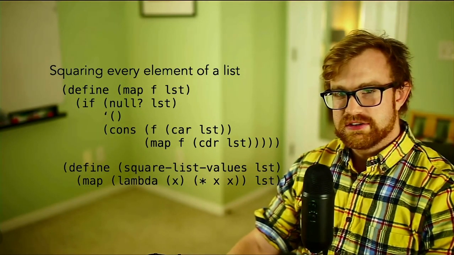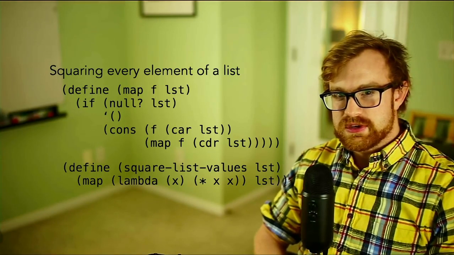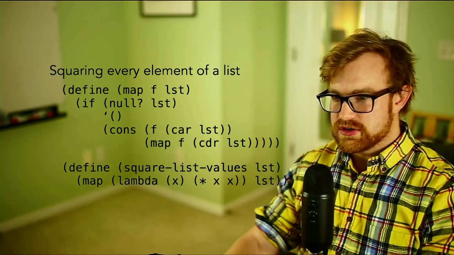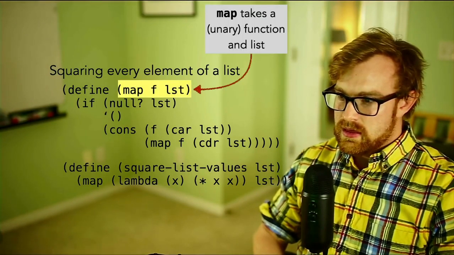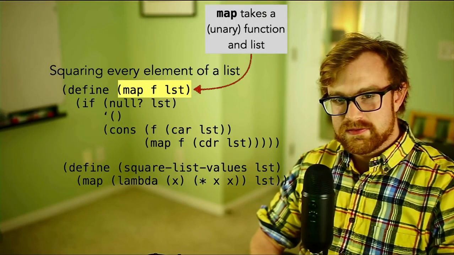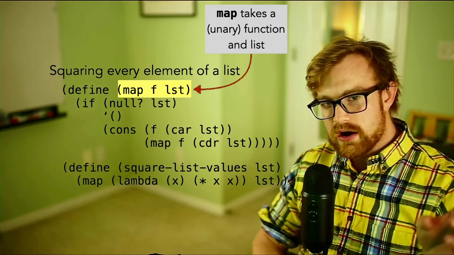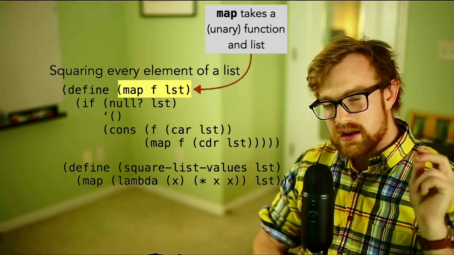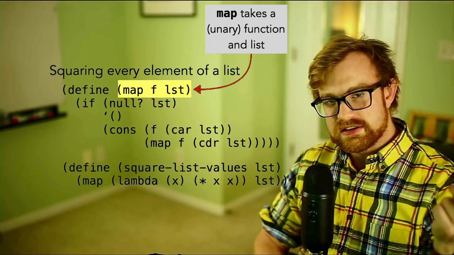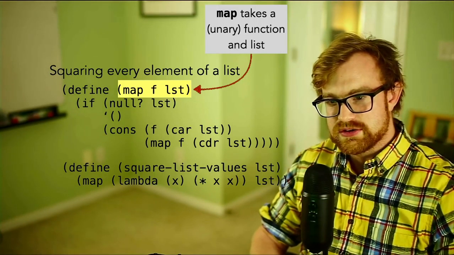All right, so now what I'd like to do is discuss how we can write square list values just by using this function map that I'm going to demonstrate up here. I've got this function map written out. Map takes two inputs: a function f and a list lst. What this function map is going to do is walk through every element of lst and apply f to it. And then it's going to give you the result where you've basically taken f and you've mapped it through the entire list that you get as your input.